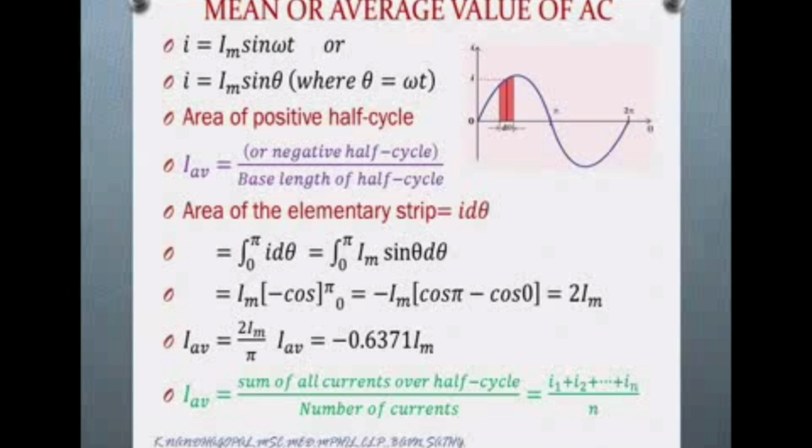Then the next method is the RMS value of AC. RMS value of AC means root mean square value of alternating current. The root mean square value of an alternating current is defined as the square root of the mean of the squares of all the currents over one cycle.